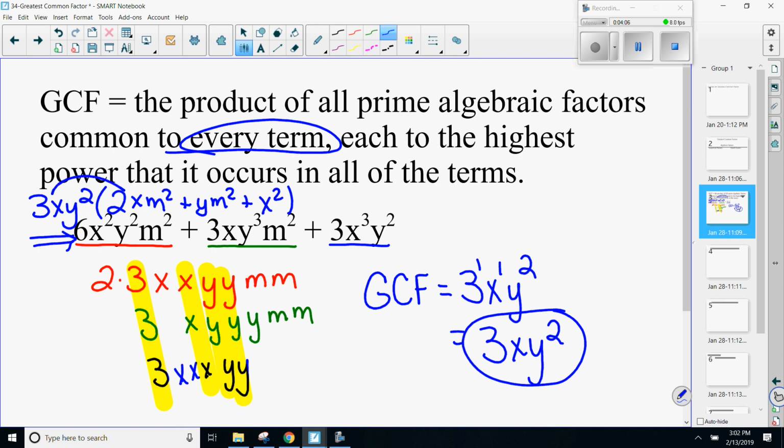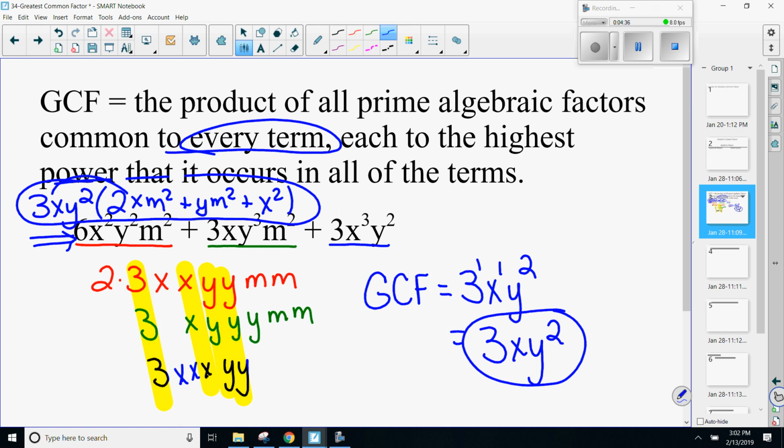If you use the distributive property, 3 times 2 is 6. X times x is x squared. You have your y squared and you have your m squared. First term. The next thing, ym squared. 3 times 1 is 3. You have an x. Y squared times y is y cubed. And you have m squared. The last term, 3 times 1 is 3. X times x squared is x cubed. And y squared gives you y squared. This is a factored form.